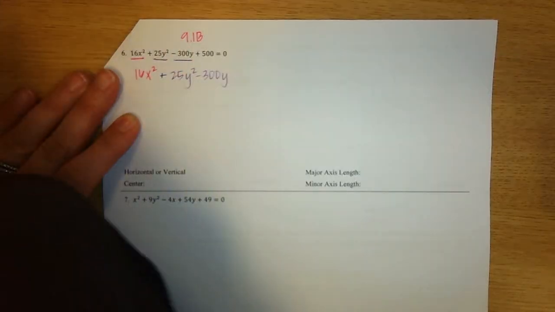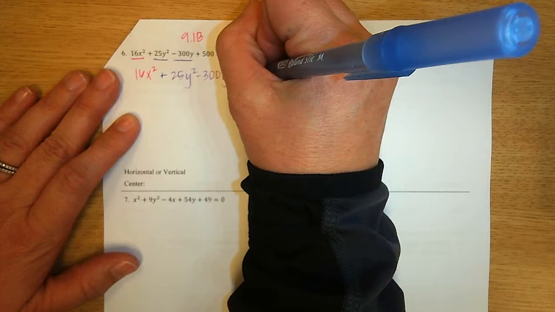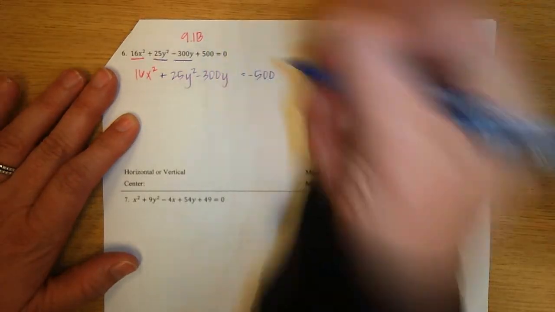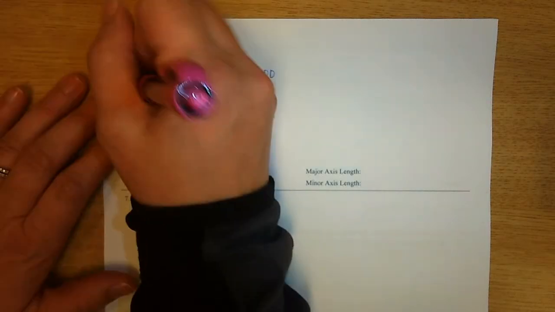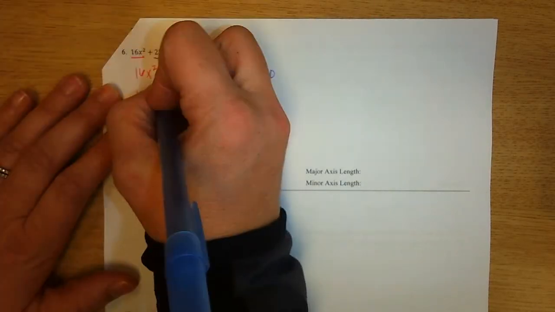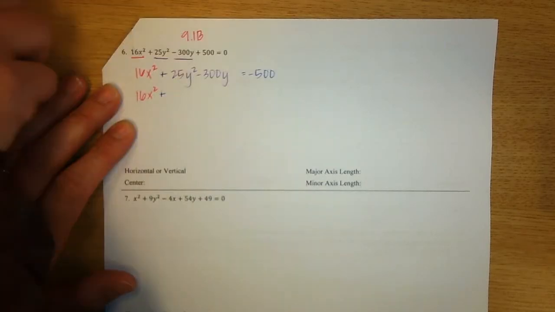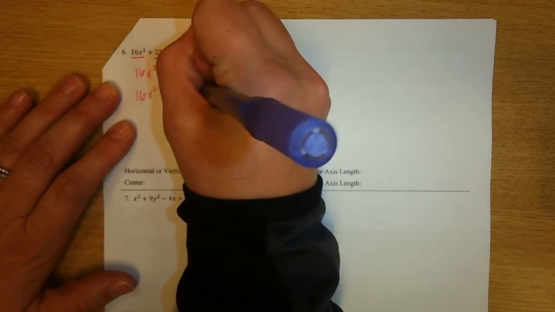And then, I don't know if you remember, but just like a circle, we want to move this to the other side, so it would be negative 500. Now, since there's no other x's, it's kind of nice. I actually don't have to complete the square on that one. Just leave it alone for now. The y's, though, I definitely need to take out the 25. And we're going to complete the square.